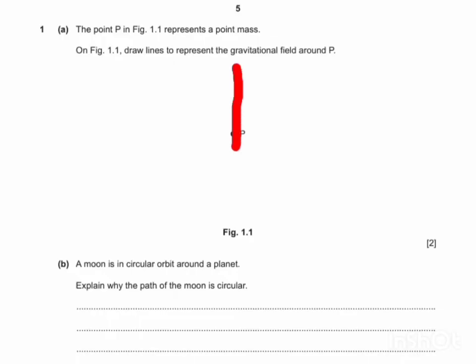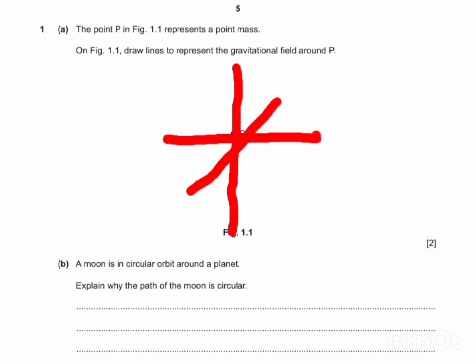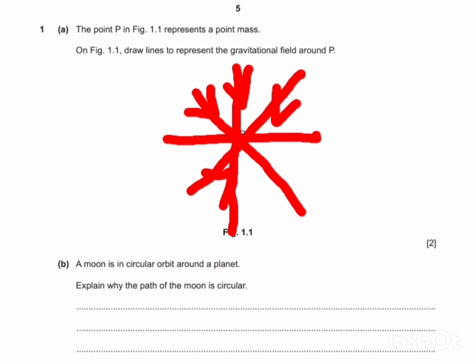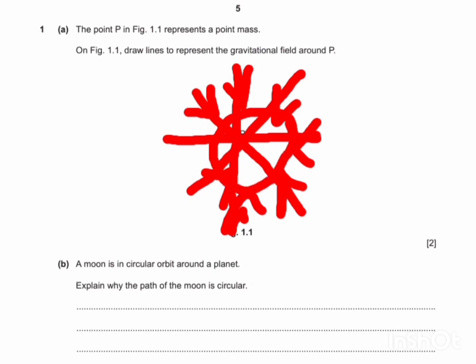So this is February March 22 P42 question 1, and as you can see, the first part is asking us to represent the gravitational field around P, and P is a point mass. So we know we simply have to draw lines and show arrows moving towards P, right? That is what I'm trying to draw here, though it's not a good drawing, but that's the idea.